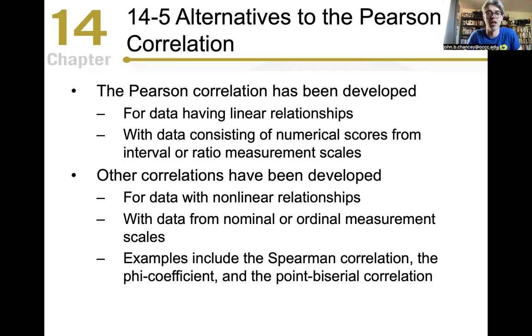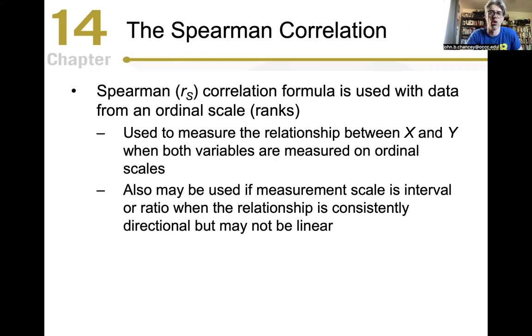Sometimes we have data, though, that is not linear. We have non-linear relationships, and we want to look at correlation values there. We also might look at ordinal scales for data. So some of these other alternative forms are Spearman's, the phi coefficient, and the point biserial correlation. We'll walk through each of these a little bit individually.